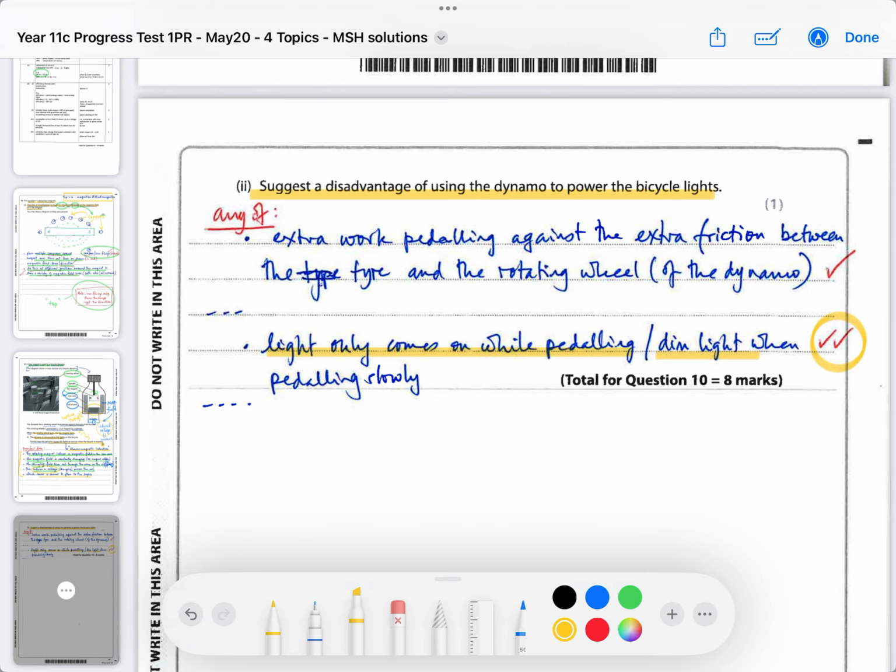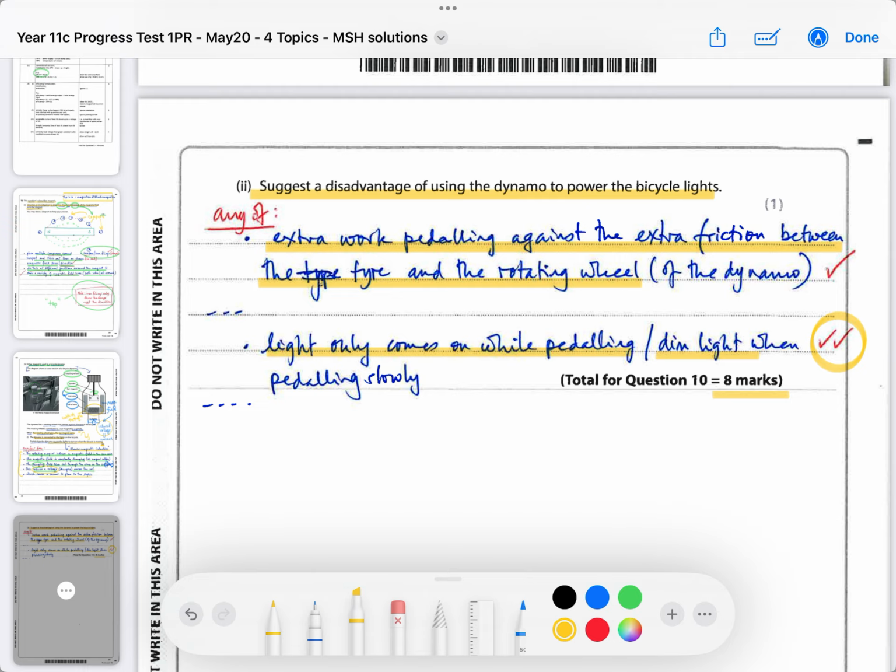So there are different ways of getting the marks. Alternatively, you say you have to do extra work pedaling against the extra friction that it creates. So you have to pedal a bit harder because there's friction between the tire and the rotating wheel, which allows you to produce light. Okay? All right, but it doesn't produce that much extra friction, so you will notice it, but it won't be stopping you from cycling. So that's a very difficult question, that you really need to learn how to write.